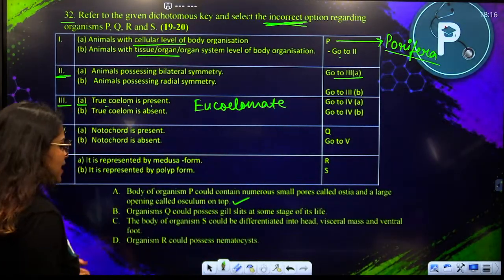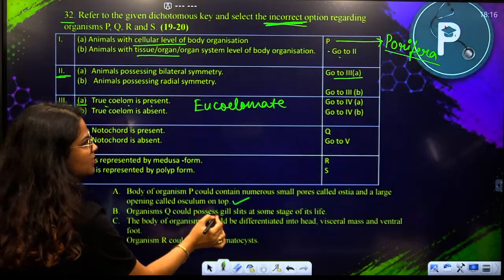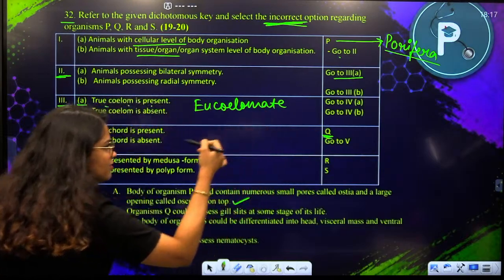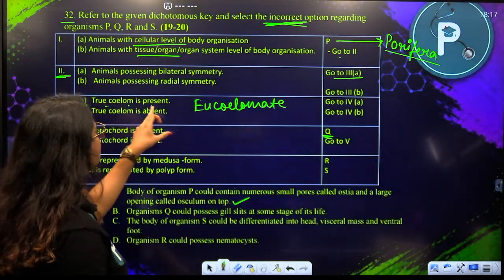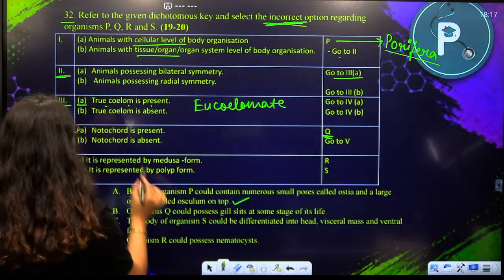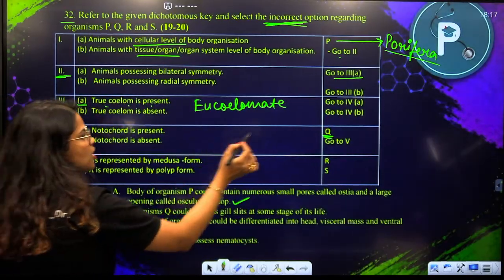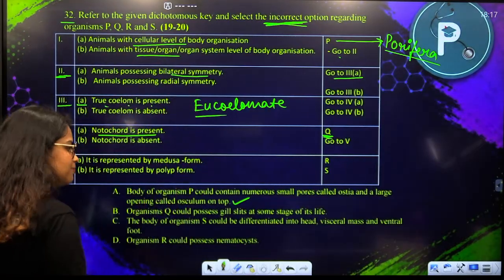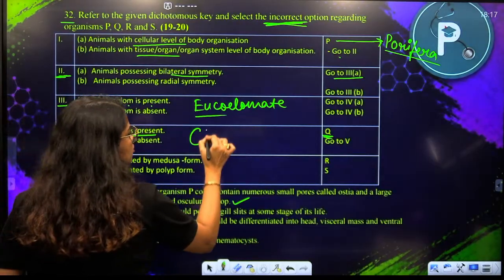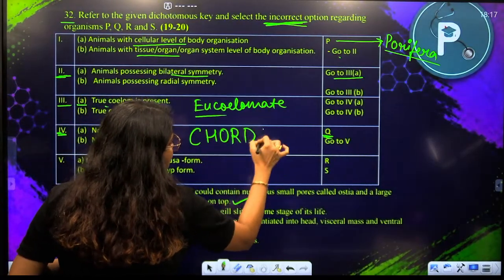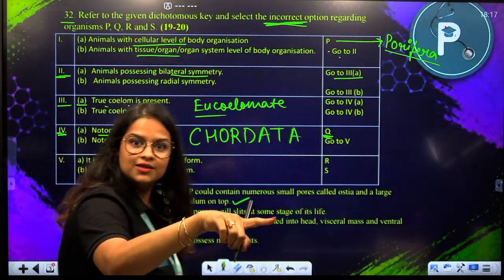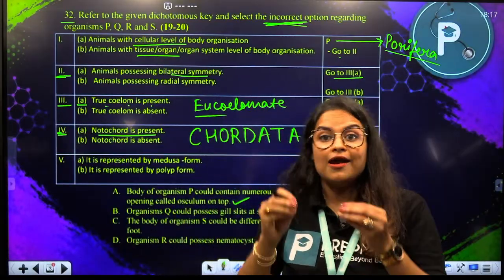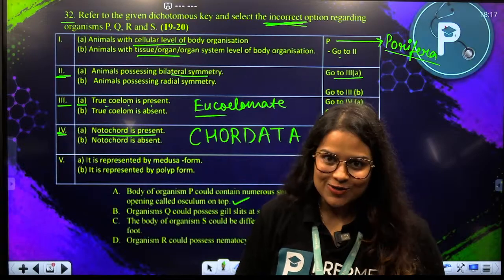Eucoelomate animal. Who is that? Organism Q could possess what? Slits at some stage. Okay, so Q is here. We have to again follow down to coelom present, go to 4A. 4A is this. Notochord is present. Okay, so eucoelomate, notochord present, and animal possess bilateral symmetry. So that means we are talking about a chordata here. It is a chordata. So chordata has notochord present in them. You won't see it in a non-chordate, right? The presence of notochord is a characteristic feature of only chordata, not non-chordate, right?